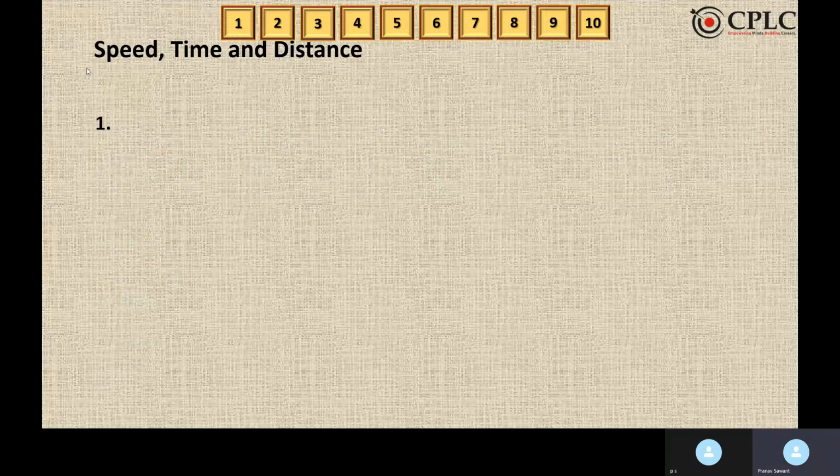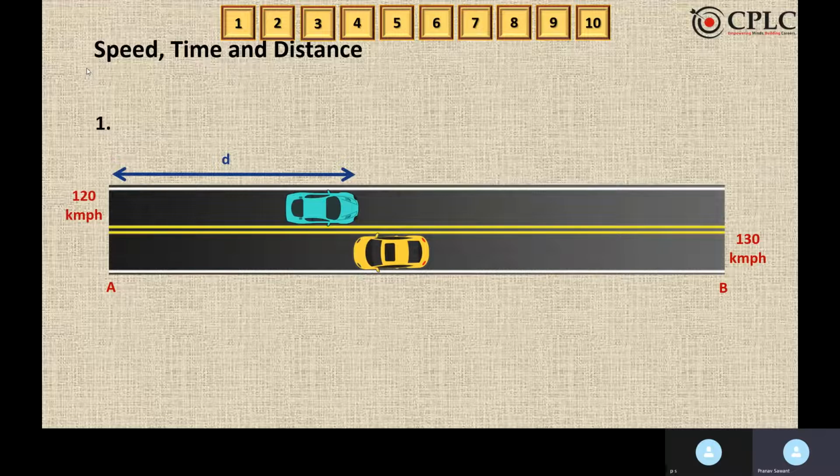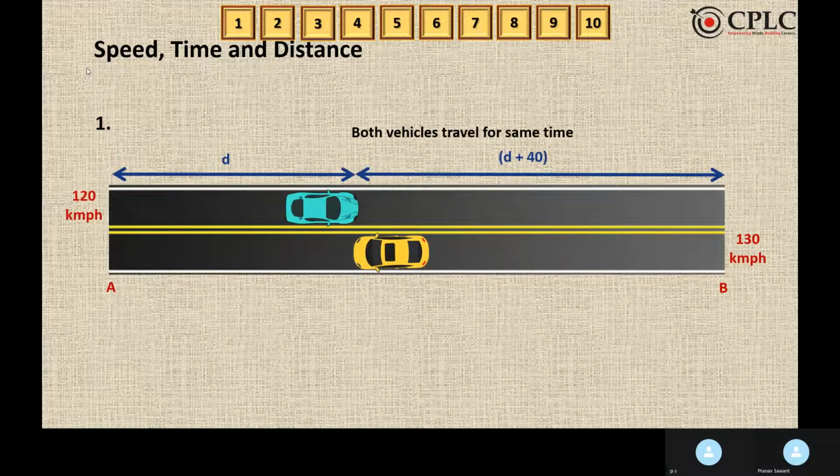We don't know the distance over here, we just have the speed. So let us assume the distance traveled by A as D. If the distance traveled by A is D, B has traveled 40 meters more than that of A, hence distance traveled by B would be D plus 40. Both the vehicles travel for the same time, hence over here the time is constant. So speed is directly proportional to distance. So the formula to this is SA upon SB is equal to DA upon DB.